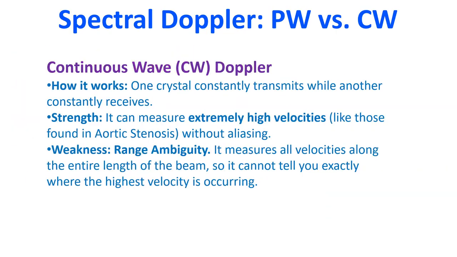Continuous wave Doppler. One crystal constantly transmits while another constantly receives. It can measure extremely high velocities like those found in aortic stenosis without aliasing. But there is a range ambiguity. It measures all velocities along the entire length of the beam, so it cannot tell you exactly where the highest velocity is occurring.